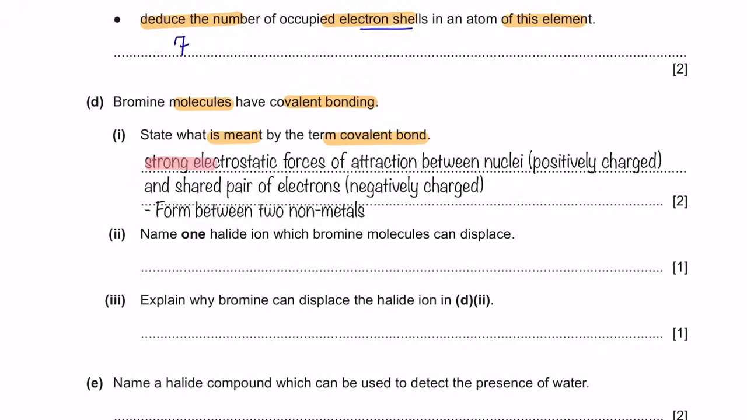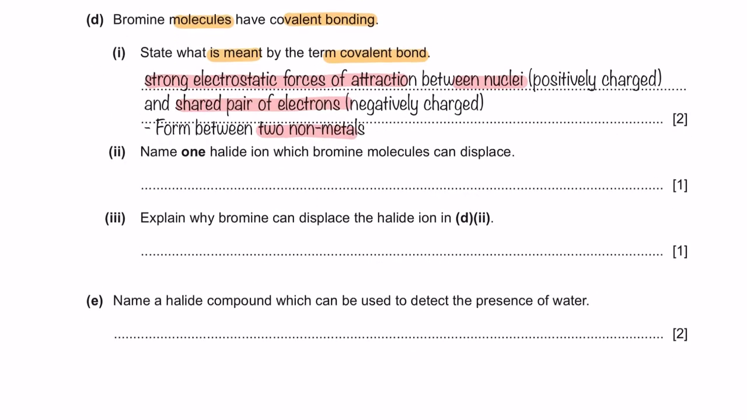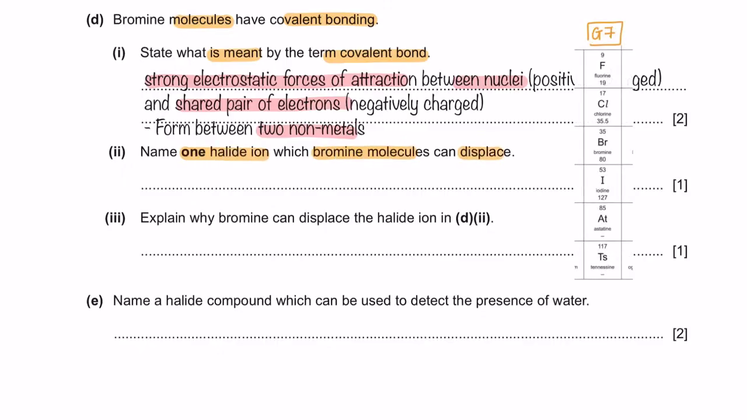Covalent bond is a strong electrostatic force of attraction between the nuclei and the shared pair of electrons, and these are formed between two nonmetals. Next, part 2. Name one halide ion which bromine molecules can displace. In group 7, as the elements move down the group, it becomes less reactive. This means that the element on top of the other can displace it to form a different molecule. So bromine will be able to displace iodine.